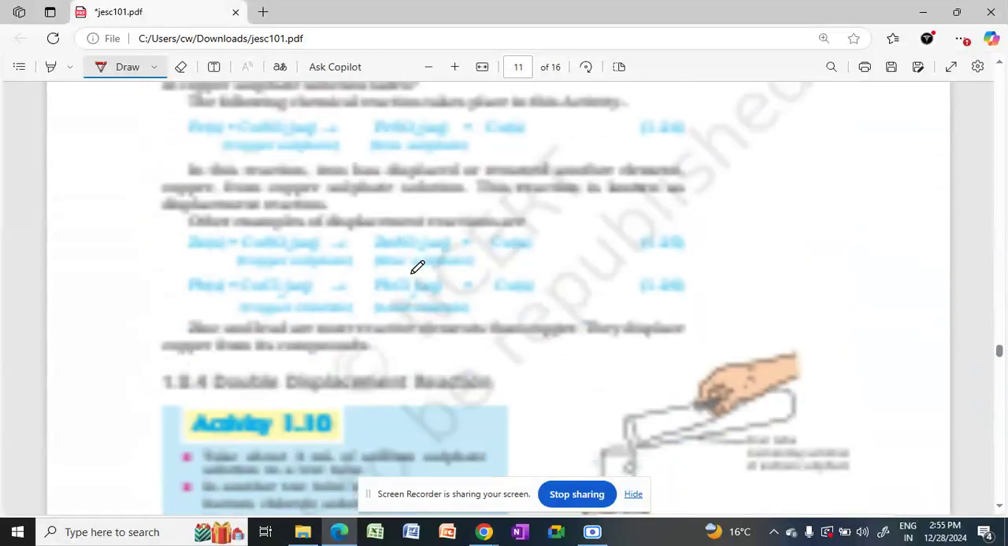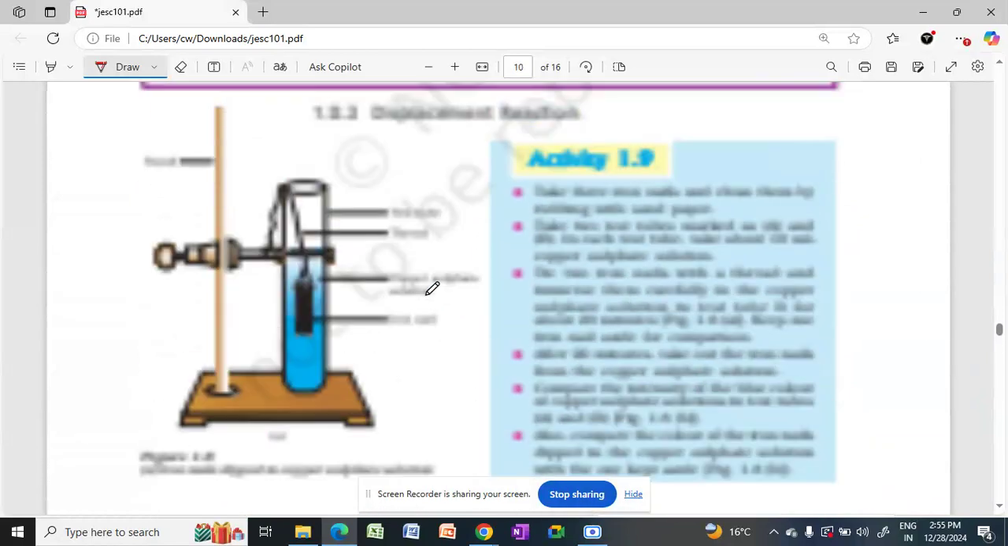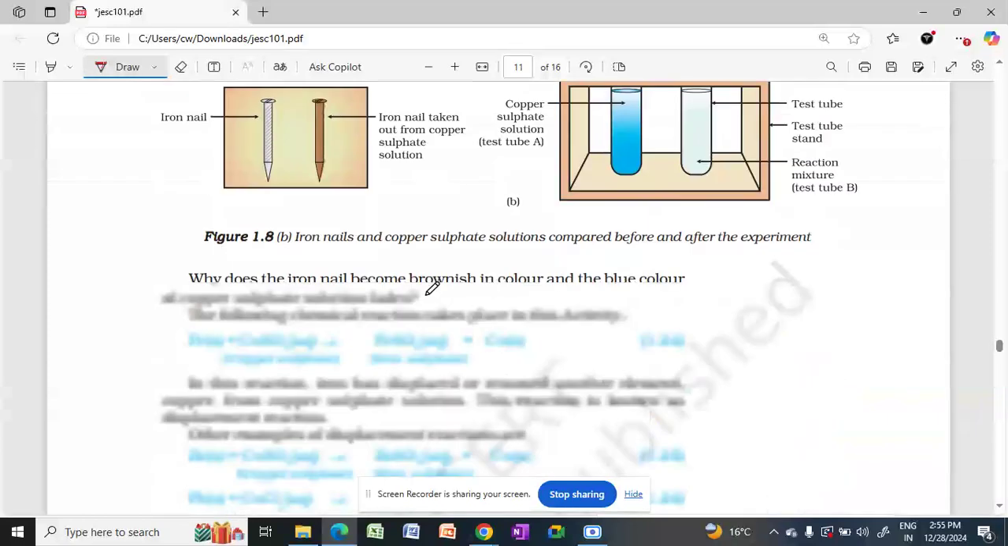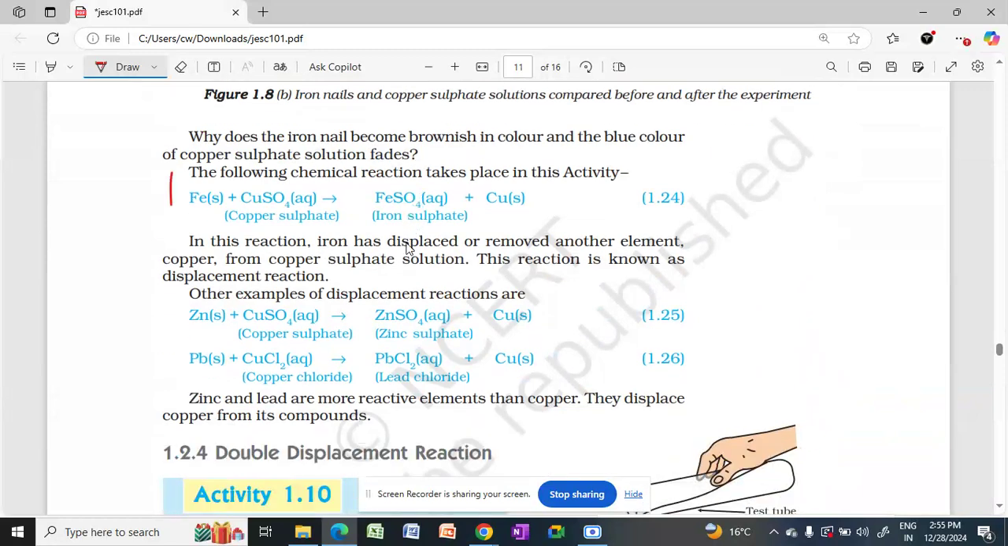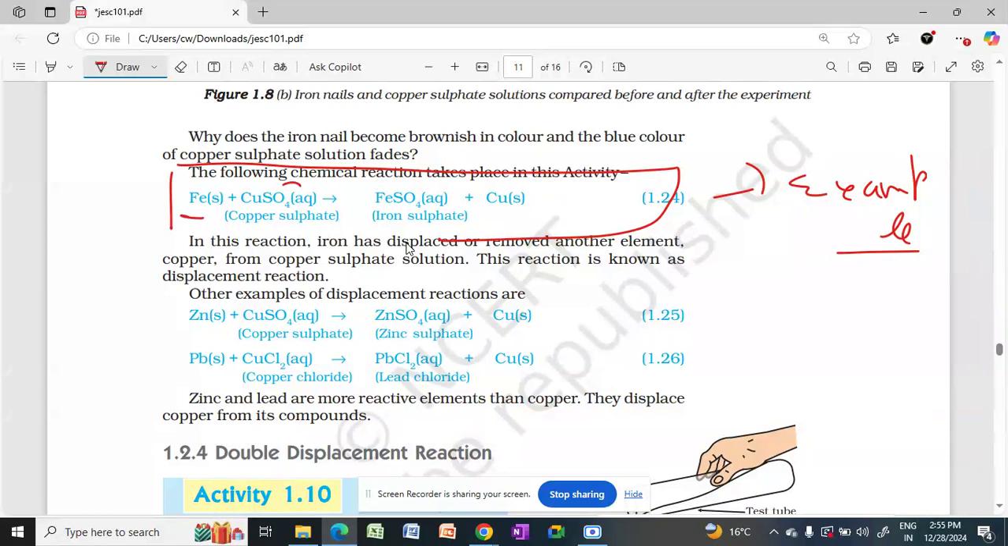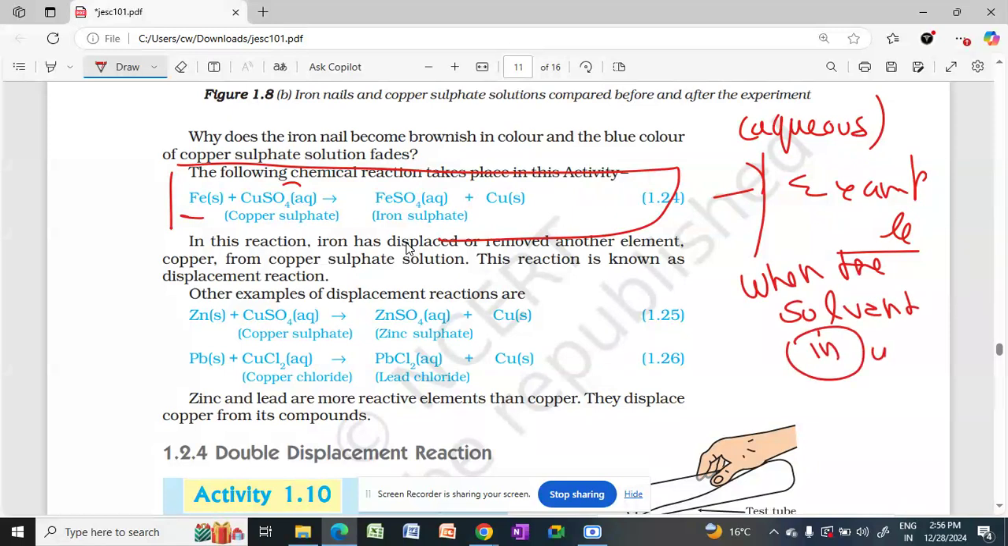Clear, Jason? Next they have given the displacement reaction. So one reaction you can see here, displacement. This is the example: iron, Fe, plus CuSO4 in aqueous solution. What is an aqueous solution? Right in the NCERT, when the solvent is water. For example, if you are mixing anything in water, then you can say that your solvent is water. So that is the aqueous solution.